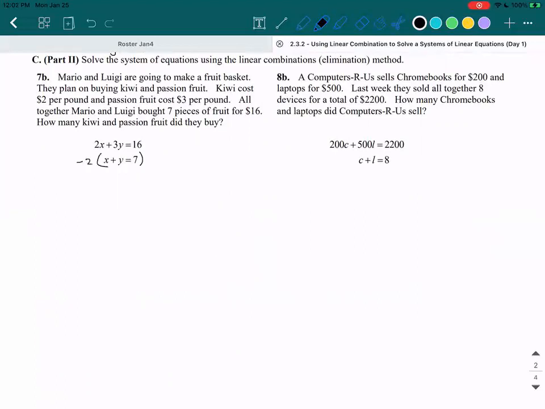So that's what I'm going to do. -2 times x is -2x. -2 times y is -2y. -2 times 7 is -14. And I'm just going to rewrite this one down here so that they're next to each other again.